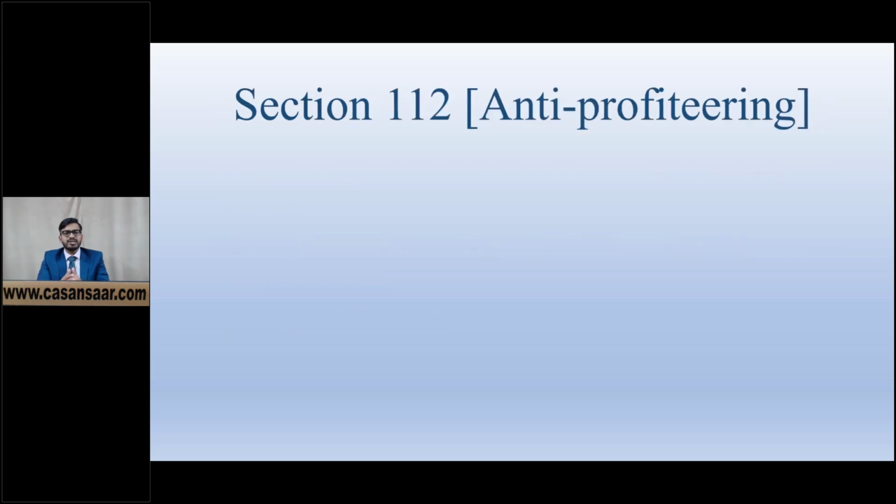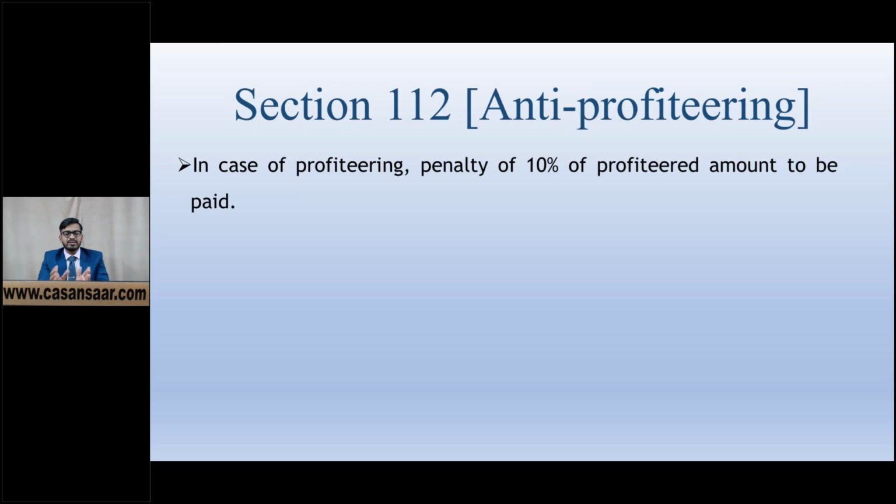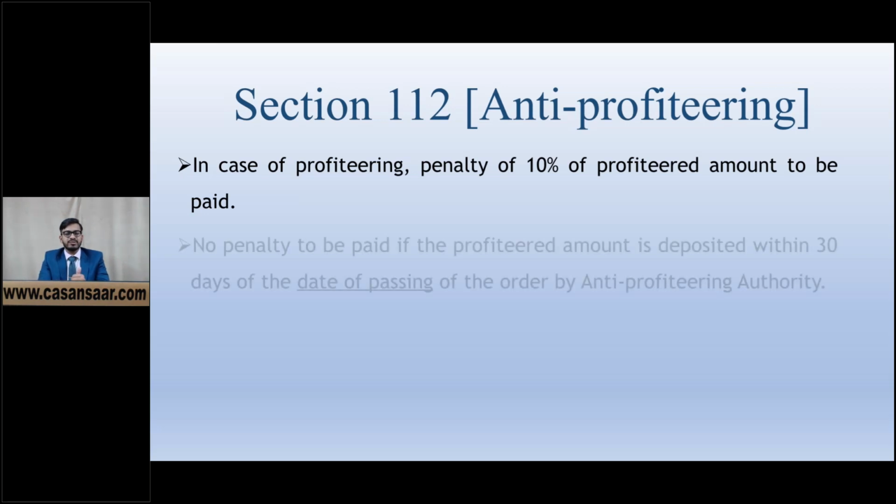Now one of the most important changes is the change in anti-profiteering provisions. So in anti-profiteering, they have provided that in case it is held by the concerned authority that a person has actually profiteered some amount, then apart from such amount and interest, he also has to pay a penalty of 10% of such amount. So let's assume I have profiteered some amount of rupees 100, then I have to pay a penalty of rupees 10 along with such profiteered amount also.